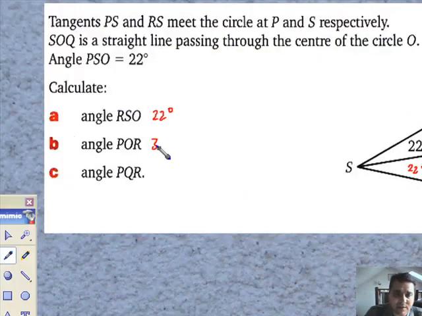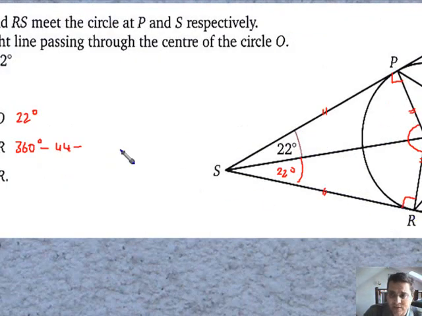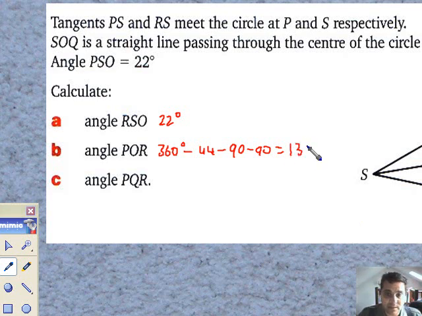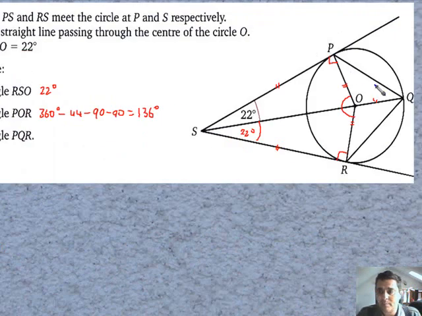So essentially I've got 360 degrees, take away the 44 that I've created, take away the two 90s, and that will give us an obtuse angle POR. Just do that quickly. So 360, take away 44, take away the 90, take away the other 90, and that leaves us with 136 degrees. There you go. Beautiful.